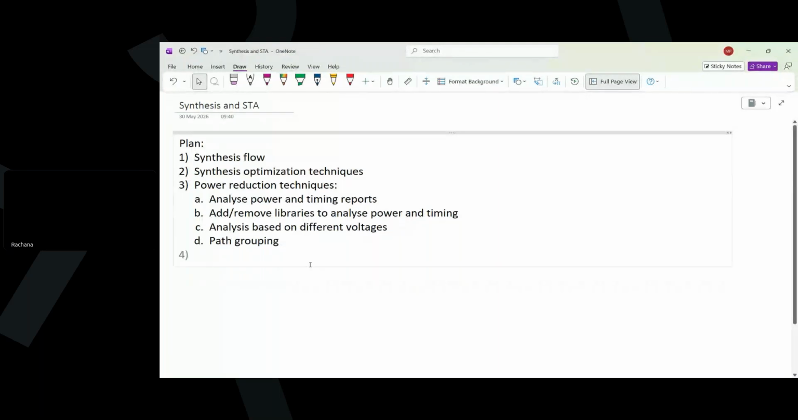Then we are going to see another power reduction technique that we have: multi voltage. This is again a power reduction technique.